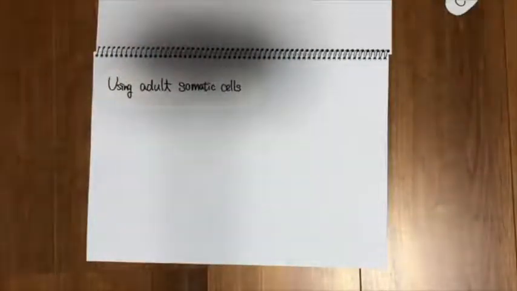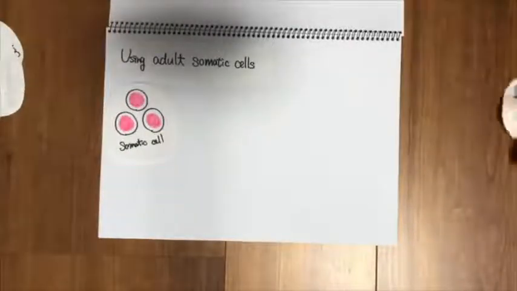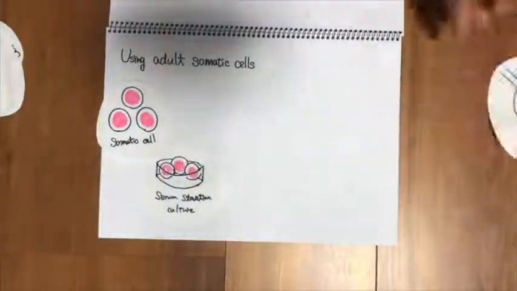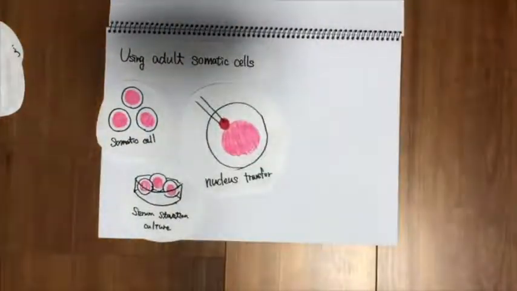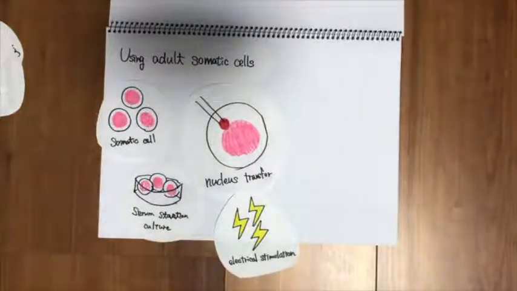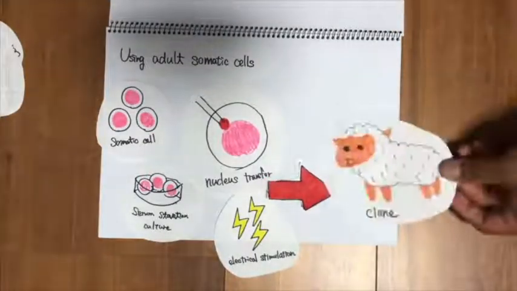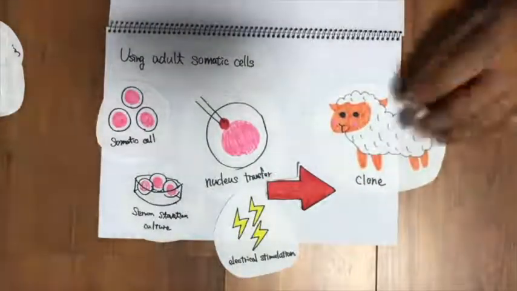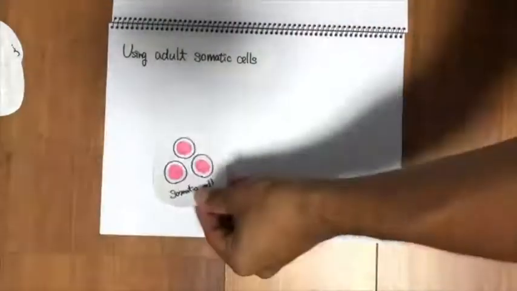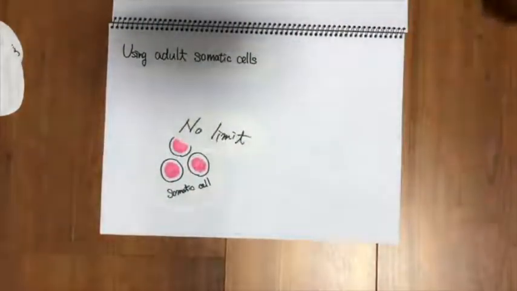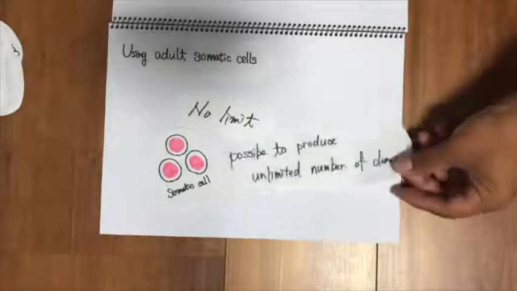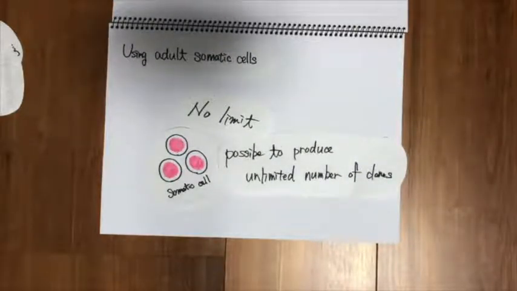On the other hand, in the method of using adult somatic cells, following this process, the composition of the gene is almost identical to the gene of the original somatic cells. Also, since there is no limit to the number of somatic cells that can be used, it is theoretically possible to produce an unlimited number of clones.